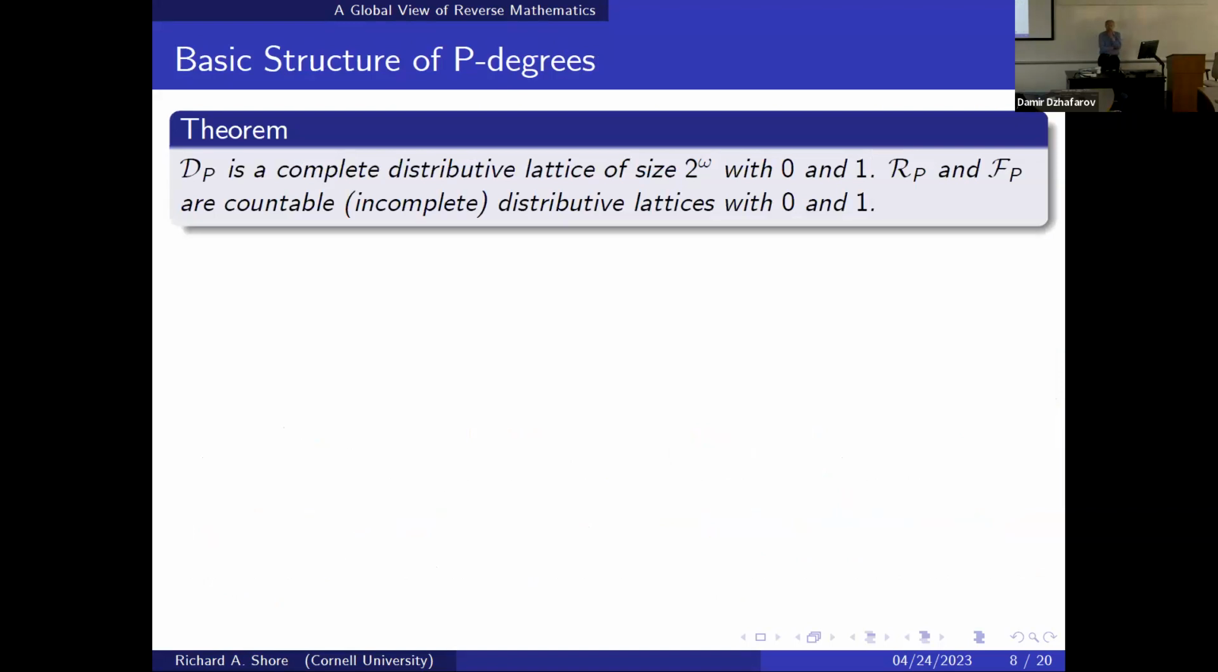Okay, so now not only are they distributive lattices, but if you look at the full structure, DP, it's complete. And what's the proof? Well, you have a bunch of theories, take their union, close under deduction, and that's a theory. It might be inconsistent, but that's fine. That's the inconsistent theory.